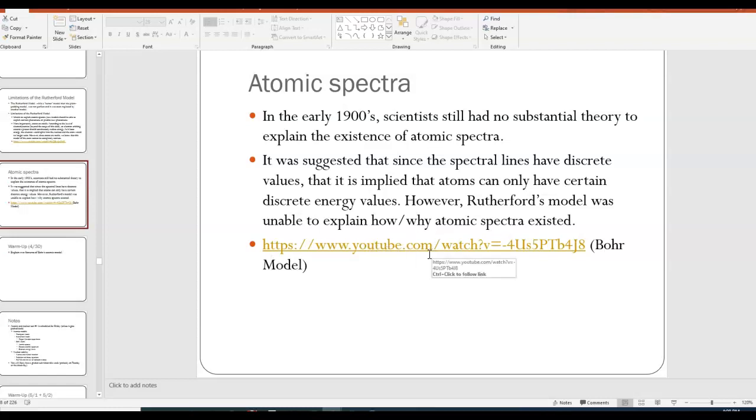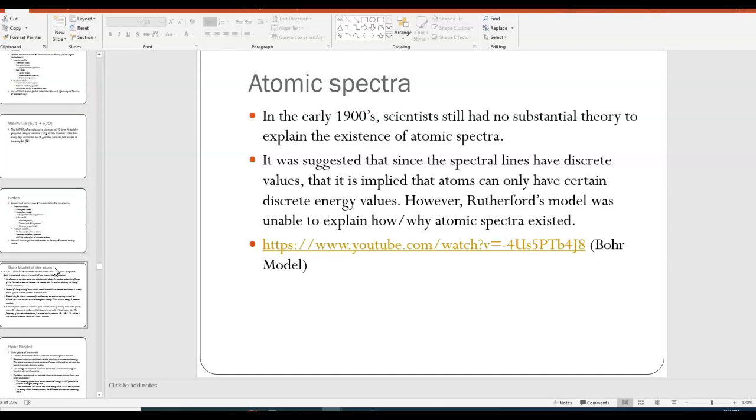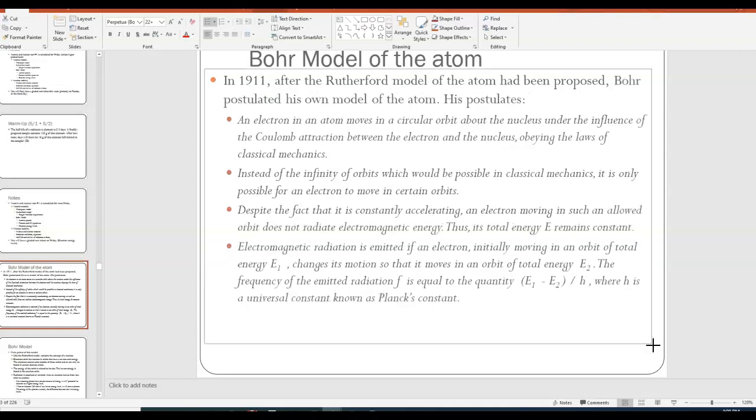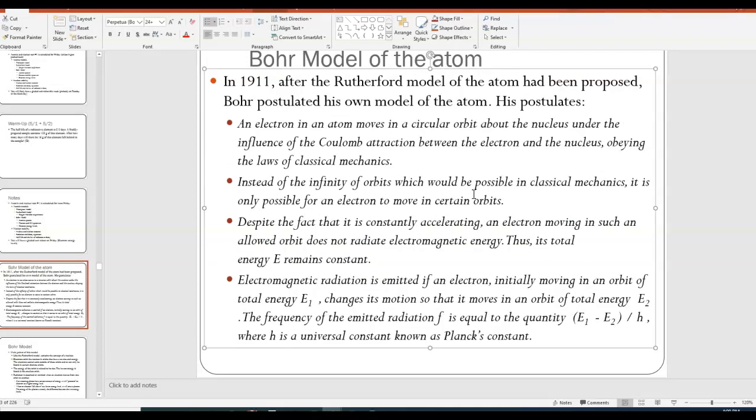Now, I will link this video in, just so you can see. I just want you to add some things to your notes. This is basically a few years after the Geiger-Marsden experiment, after the Rutherford model had been proposed. This physicist named Niels Bohr postulated his own model of the atom. Now, I want you to put these postulates into your notes, and then this is going to be our starting off point for our next video, talking about the Bohr model of the atom and how it's able to explain things like atomic spectra and nuclear stability.